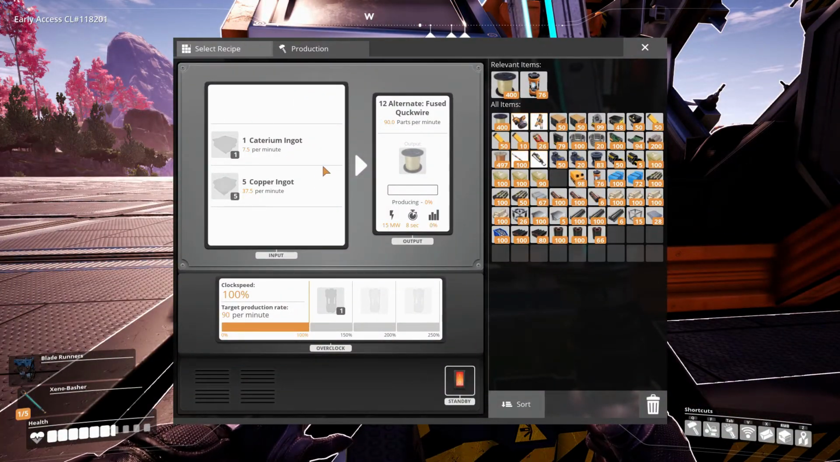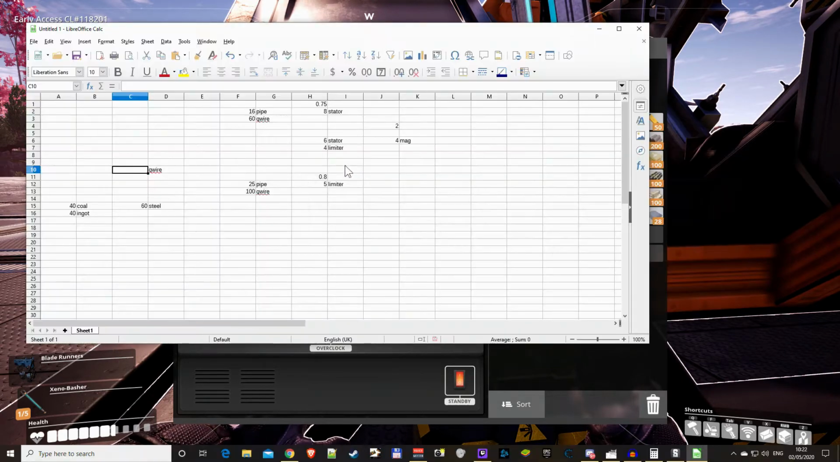5, 37.5, 90. Copper ingot, barium ingot, 7.5, 60. I'll take this example, 37.5, first because these are straightforward. These are only, you know, like there's just one smelter and that's it.